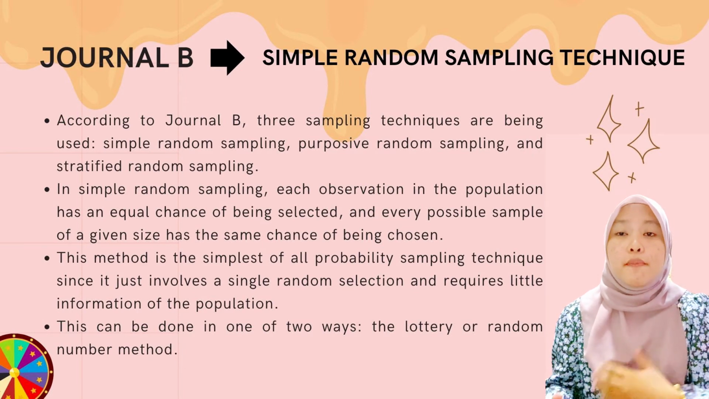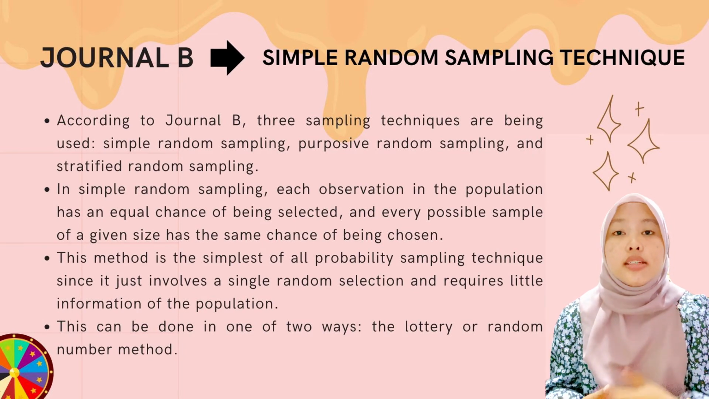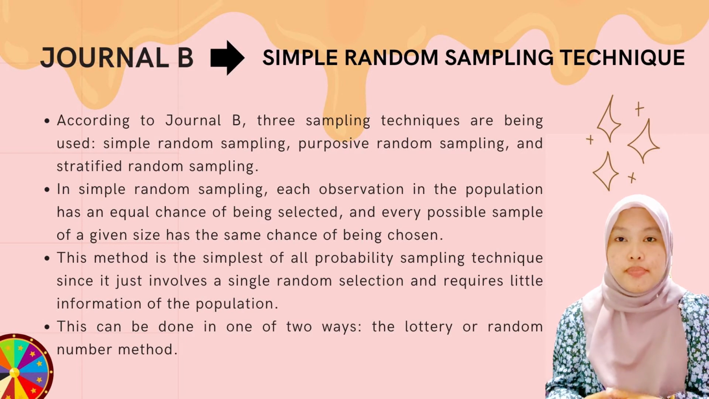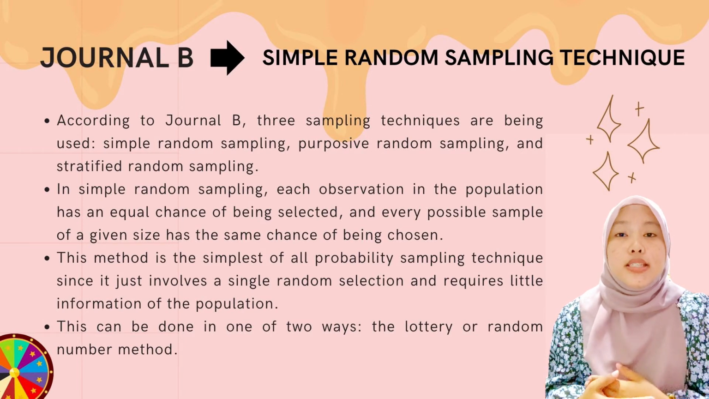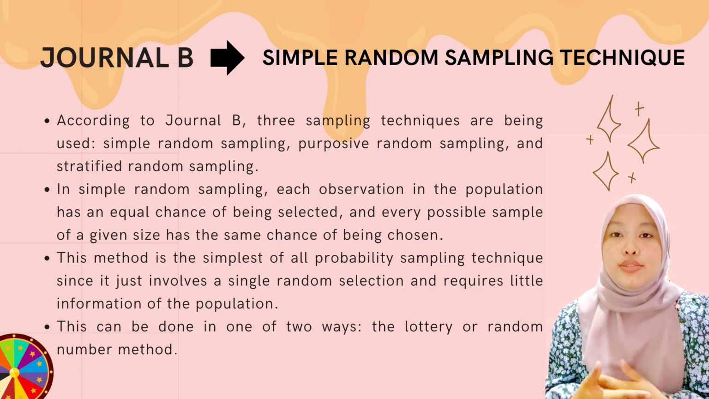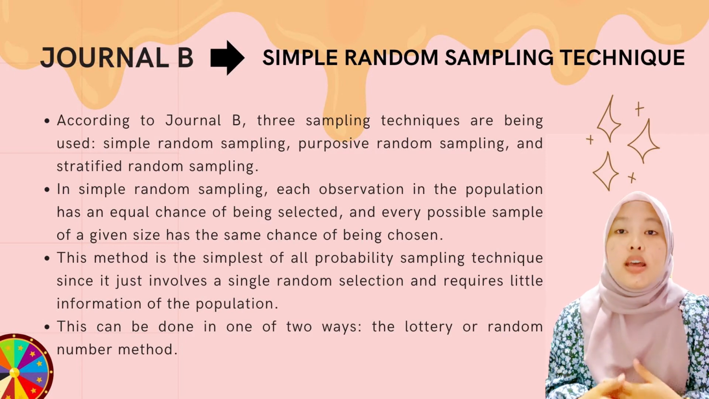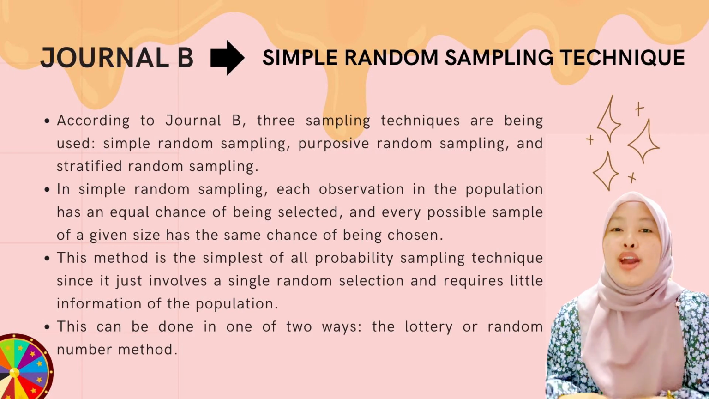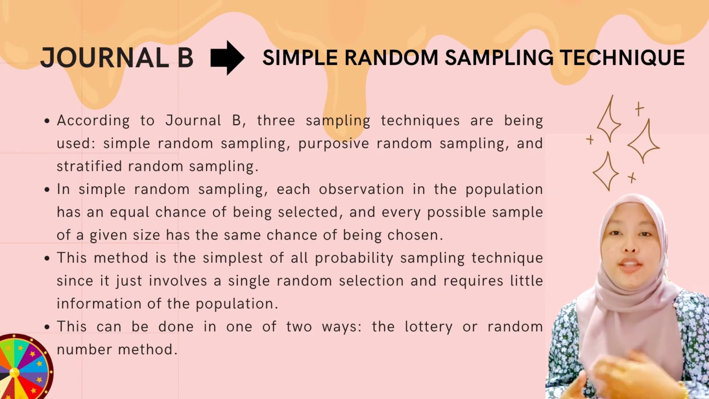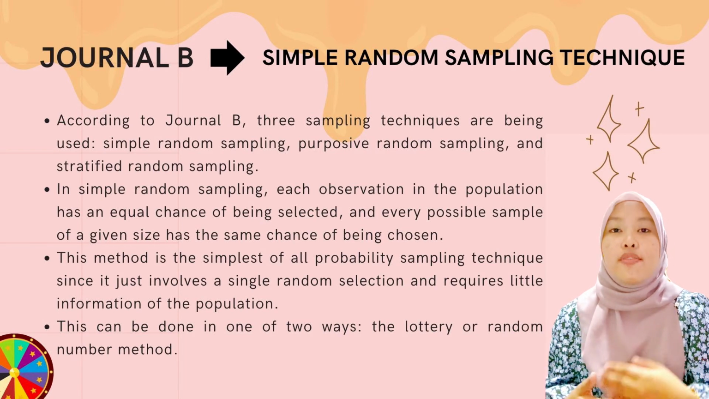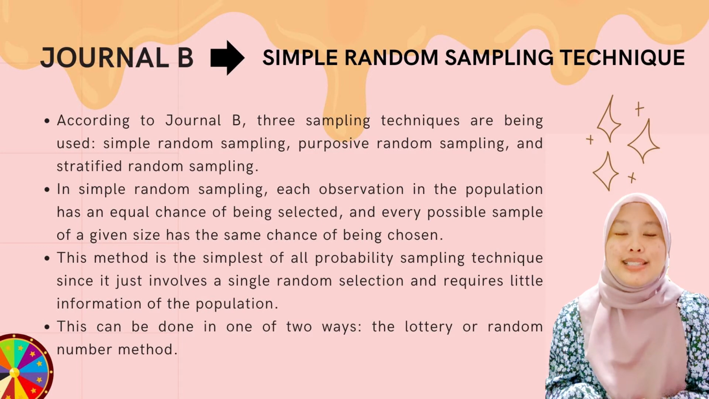Meanwhile, the random number method involves assigning a number to each individual. Then, select a subset of the population at random using a random number generator or random number tables. To create random numbers, individuals may use Microsoft Excel's random number function.